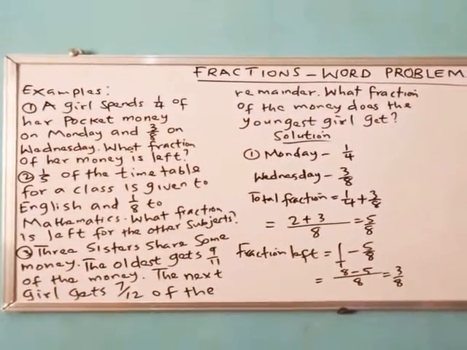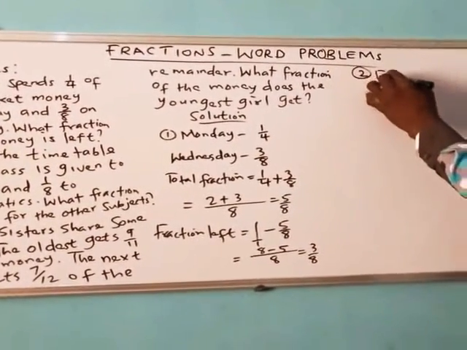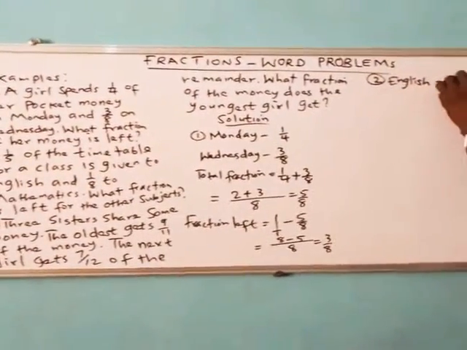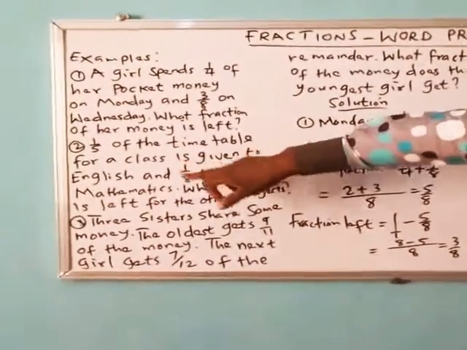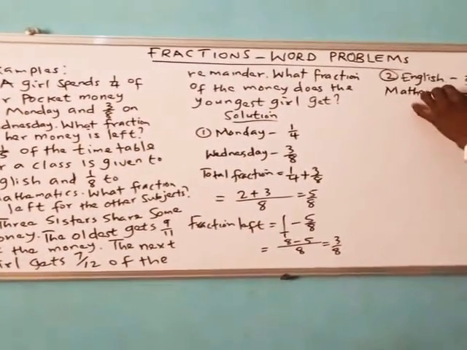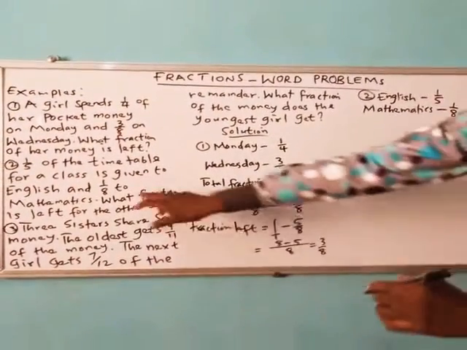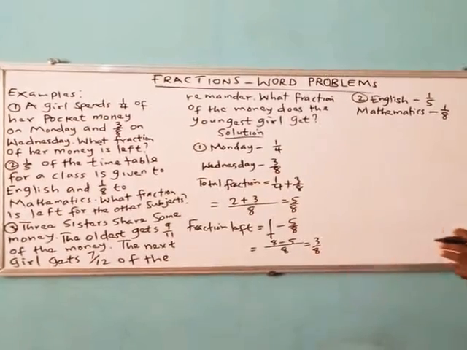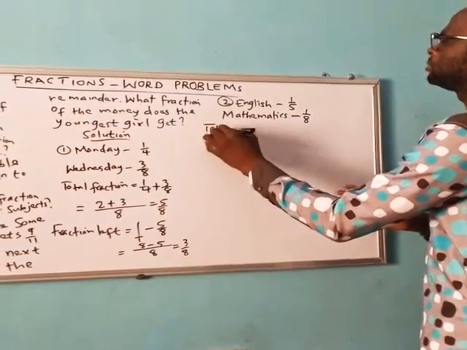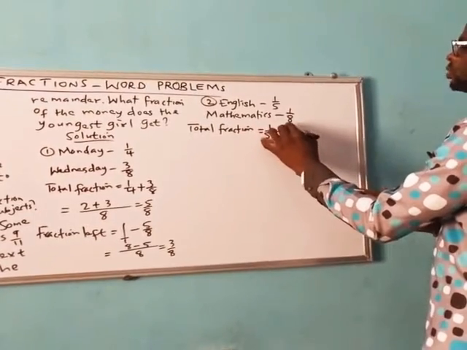Now number 2. 1/5 of the timetable for a class is given to English, and 1/8 to mathematics. So the fraction for English is 1/5, and the fraction allocated to mathematics is 1/8. Now, what fraction is left for the other subjects? We need to know the total fraction before we can know the fraction left. So the total fraction will be the addition, 1/5 plus 1/8.